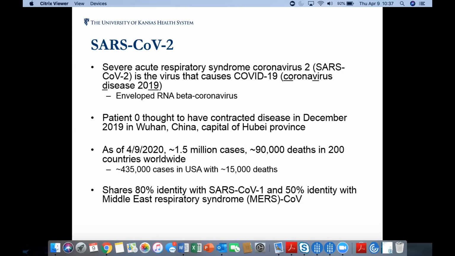SARS-CoV-2 shares about 80% sequence homology with SARS-CoV-1. This is the virus that caused the initial SARS outbreak in Asia in 2002 and 2003. And it shares about 50% sequence homology with the Middle East Respiratory Syndrome, or MERS, coronavirus.